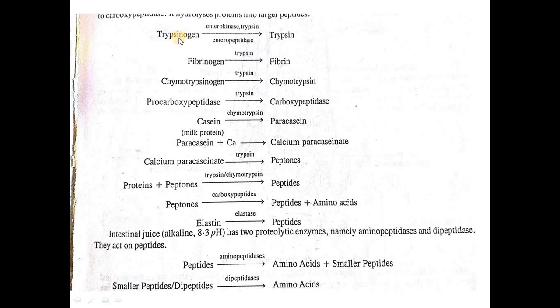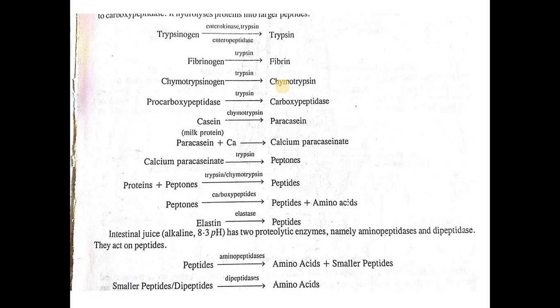Here the trypsinogen is converted into trypsin. Then trypsin coagulates blood by changing the fibrinogen into fibrin. So here you can see that with the help of the enzyme trypsin, the fibrinogen is converted into fibrin. Then chymotrypsinogen is converted into chymotrypsin by the help of trypsin, and proelastase to elastase and procarboxypeptidase to carboxypeptidase, and they hydrolyze the proteins into larger peptides. This is what happens in the digestion of the protein.